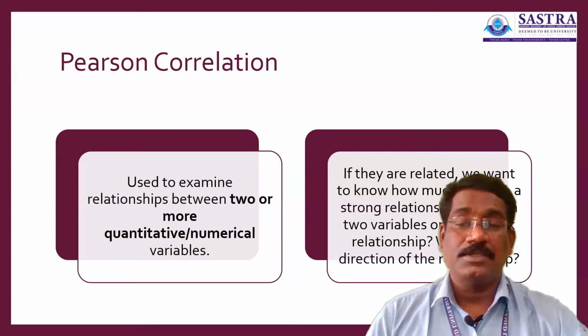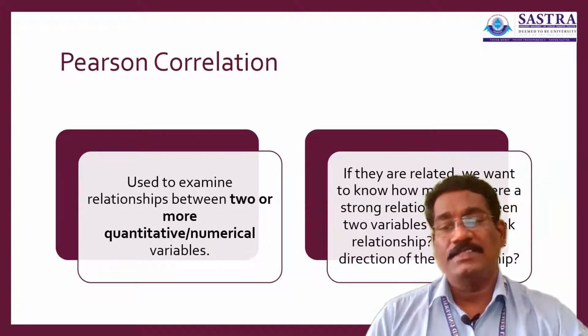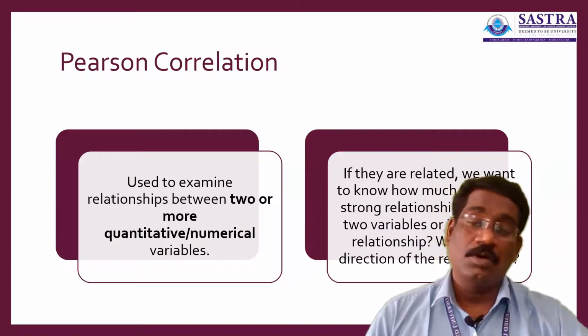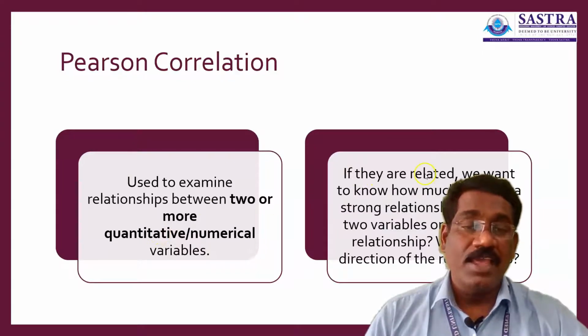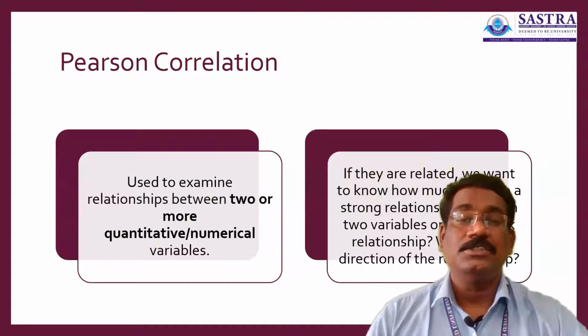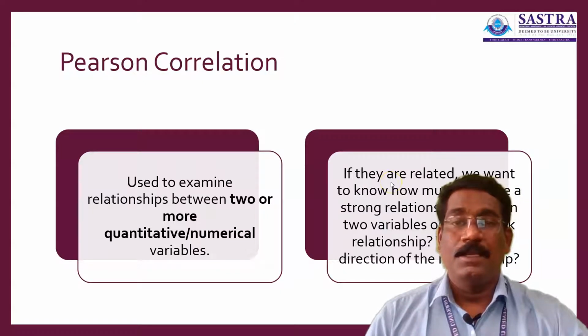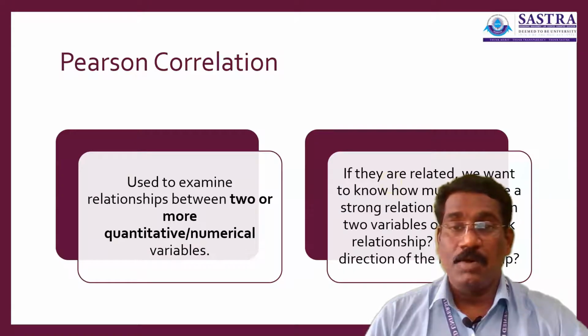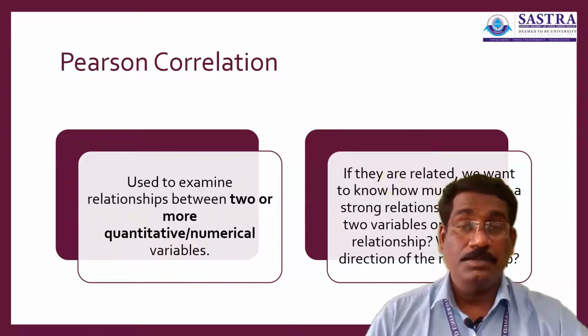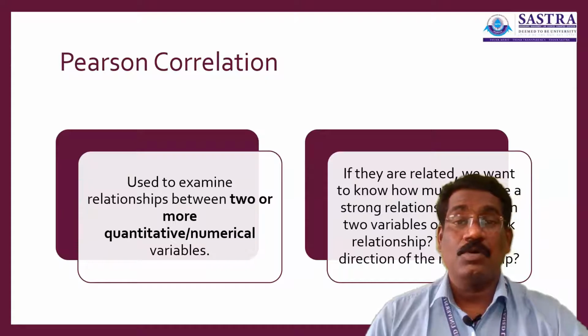And now let's look at the Pearson correlation analysis. Pearson correlation analysis is used to examine the relationship between two or more quantitative or numerical variables. If they are related, we want to know how much they are related. I was telling you about whether it is a weaker, moderate, or stronger relationship, and also what direction of relationship. If service quality improves, naturally what happens? Customer satisfaction level also improves.